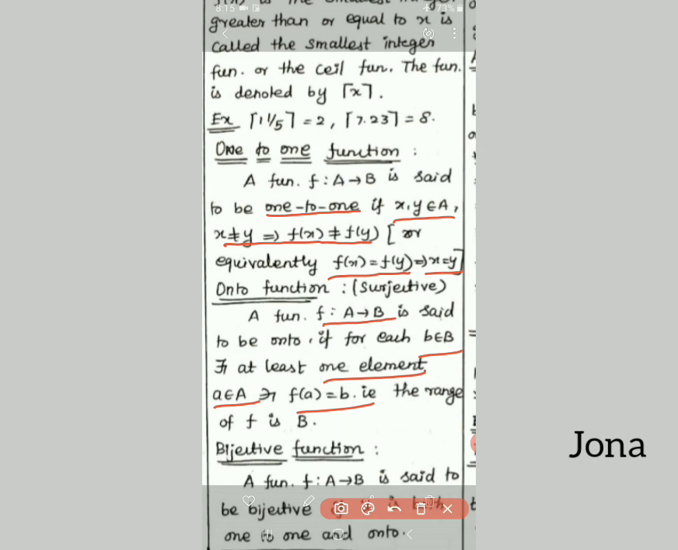The next one, bijective function. A function f from A to B is said to be bijective if it is both one-to-one and onto. If both conditions are satisfied, one-to-one and onto, we can say that function is called a bijective function.